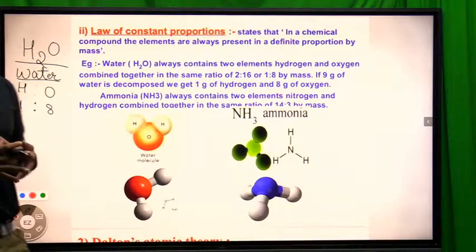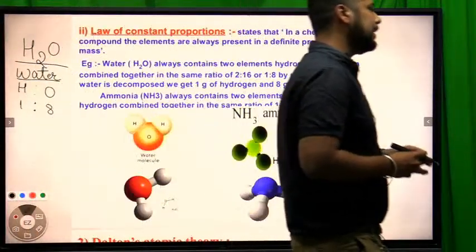Whatever the mass will be, the proportion will remain the same. Suppose I have taken 9 gram of water.